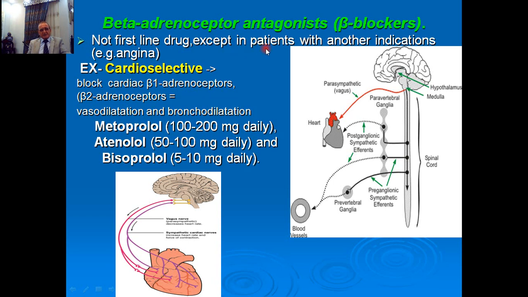But if the patient is having angina, then you can give beta blockers. There are many groups, but you should choose the cardioselective ones that block selectively the beta-1, because you have beta-2 in the lung also. Examples are metoprolol, atenolol, and bisoprolol. So beta blockers decrease contractility of the heart. They are useful, especially when the patient is having angina, and you try to use selective beta blockers. These block the sympathetic adrenergic nerve to the heart.